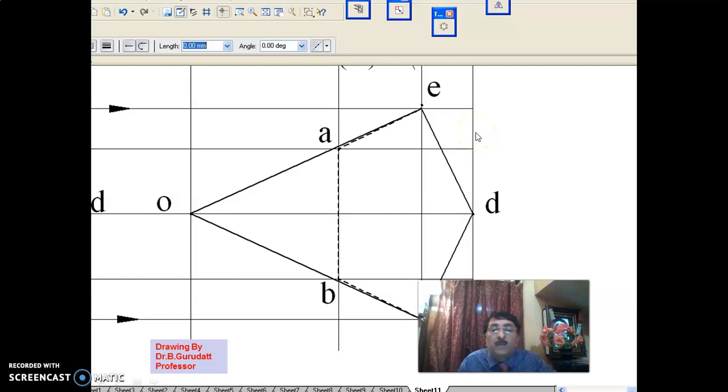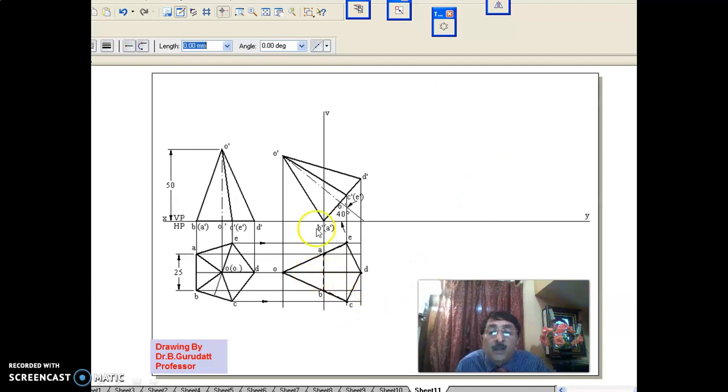Now, we are left with 3 more edges. And if you see, OD will be the nearer edge, which will be darkened. OE, OA and OB will be faraway edges. Hence, they will be made dotted. Now, you see here, OD is the nearer edge, you darken it. And OA and OB, that is these 2 slant edges, when you are looking from here, cannot be seen. OB and OA will be made dotted.